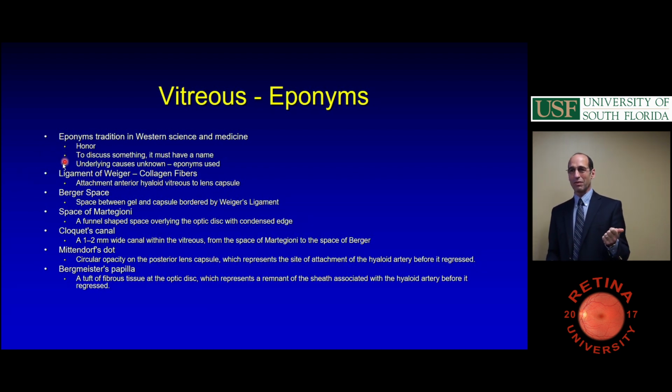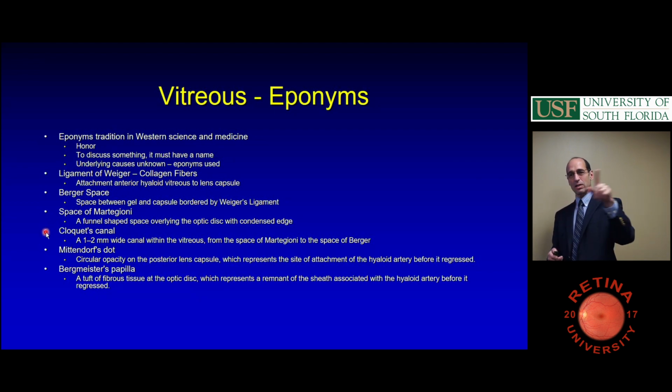There's the ligament of Wieger, which is where the anterior hyaloid attaches to the lens capsule. There's Berger space, which is bordered by the ligament of Wieger, and that's just the pocket behind the lens. That's all important for you guys for when you break capsule, if you ever break capsule. And then there's the space of Martegiani, and I'm pretty sure these were all in your book, but they might not all have been, which is in front of the optic nerve.